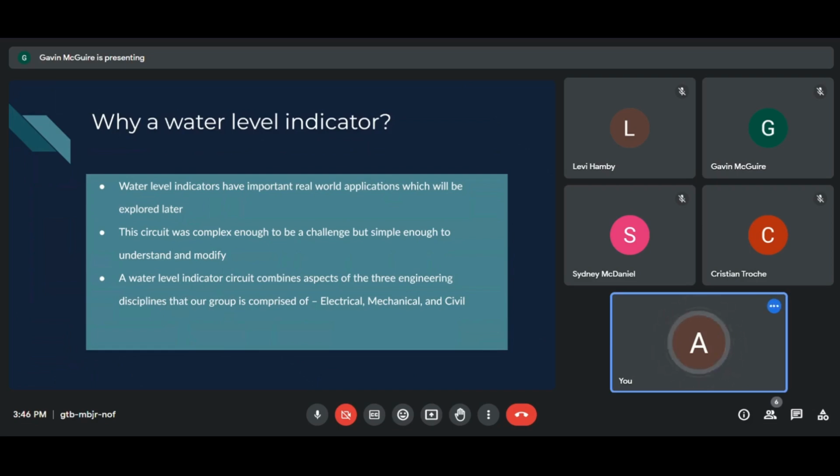And a water level indicator circuit combines aspects from the 3 engineering disciplines that our group is comprised of. Electrical, obviously, seen in the design and building of the circuit itself. You see mechanical engineering in the design and building of the components that went into the circuit. And you see civil engineering through the fact that water indicators are used in many infrastructure systems around the world.